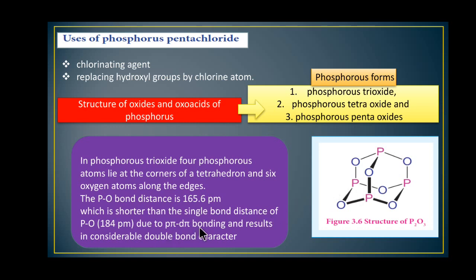What is p pi d pi bonding? Is it clear? What is p pi and d pi bonding? Generally it is a sidewise overlap or lateral overlap of orbitals to each other. So generally it makes the pi bond. Is it clear? The pi orbital is an anti-bonding orbital, okay, it is making the pi orbital.